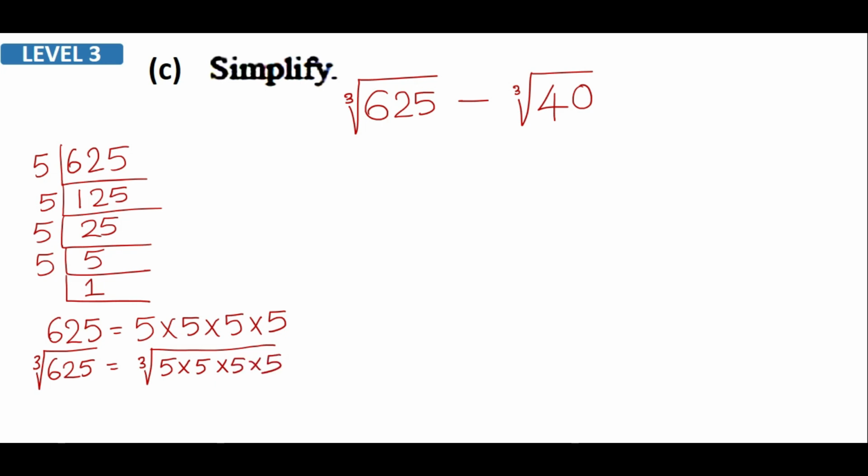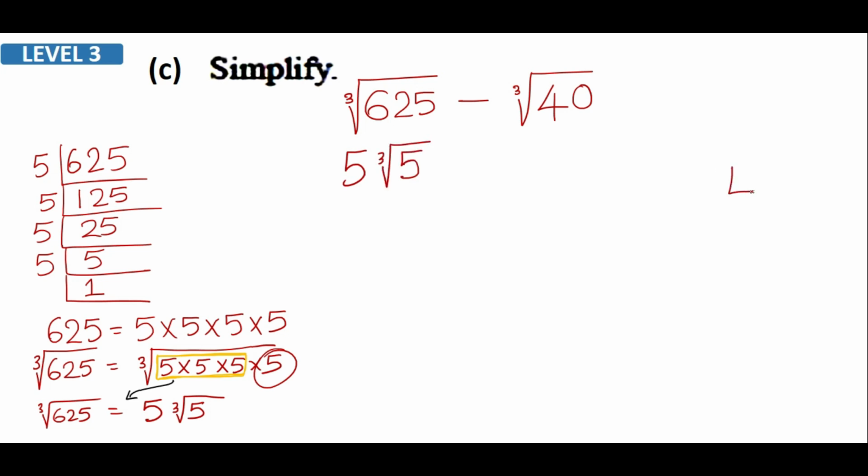In the previous question, with the square root, I hope you remember me pulling out one term that repeated twice. Since it's a cube root, I'll be considering 3 terms. So if I have the same 3 terms, then one jumps out of the cube root. So this is going to be 5, and inside the cube root you will have this remaining 5 there. So cube root of 625 is 5 cube root of 5.